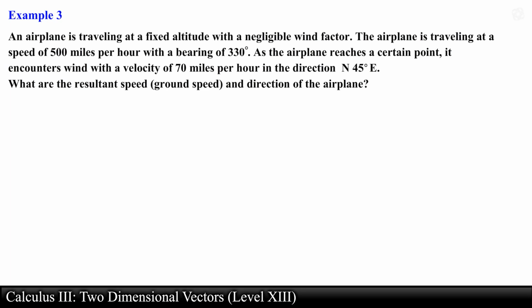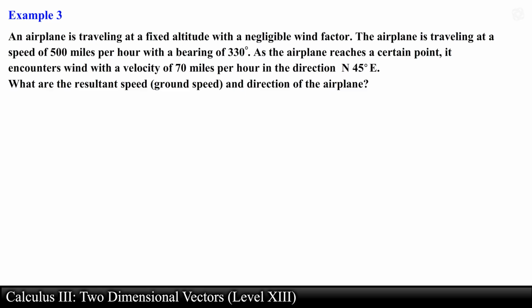Alright, let's go over the final example. An airplane is traveling at a fixed altitude with a negligible wind factor. The airplane is traveling at a speed of 500 miles per hour with a bearing of 330 degrees. As the airplane reaches a certain point, it encounters wind with a velocity of 70 miles per hour in the direction 45 degrees east of north. What are the resulting speed, ground speed, and direction of the airplane?